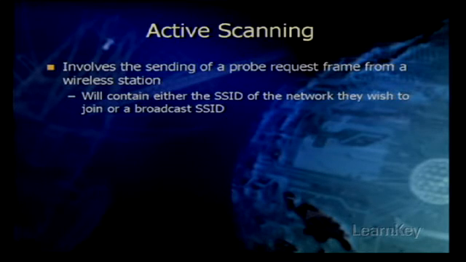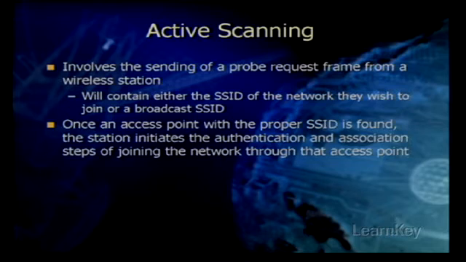The point of probing in this manner is to locate any access points that the client can actually attach to. Once an access point with the proper SSID is found, the station can initiate the authentication and the association steps of joining the network through that access point. The information passed from the access point to the station in probe response frames is almost identical to that which is in beacons. Probe response frames differ from beacons only in that they're not time-stamped and they do not include the TIM, the traffic indication map.